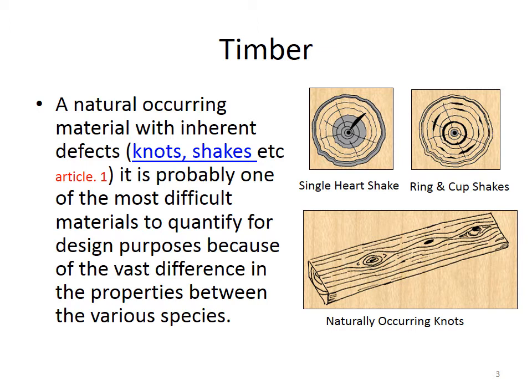We can see there's a split that has naturally occurred across the grain of the timber, down the trunk of the tree. The next one beside that is a ring and cup shake, which we can see goes with the grain all around in circles around the trunk of the tree. And in the large image in the bottom right hand corner we have naturally occurring knots. This is where the tree was growing, where branches would have grown out of the tree when it was smaller. For more information on knots and shakes and inherent defects in timber, you can have a look at Article 1, which is listed at the end of this lesson.